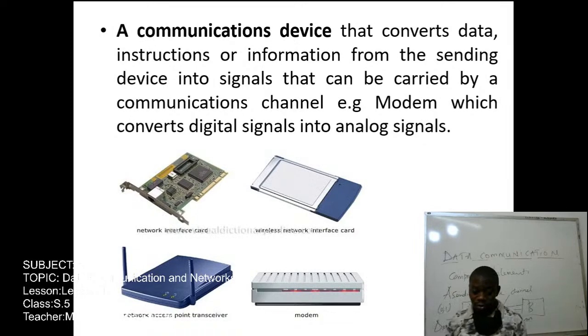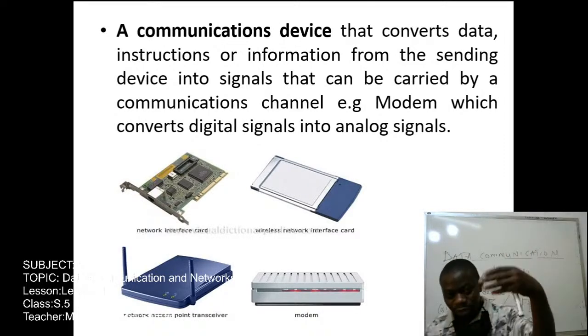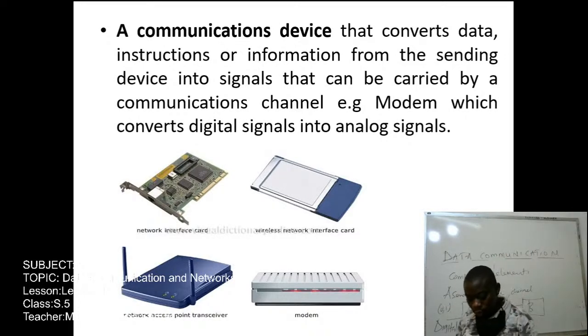You can look for the wireless network interface card, or the wireless adapter, and fix it inside your machine. Then it will be able to access wireless connection. We have the modem and some others. We shall be able to look at them where we are going.